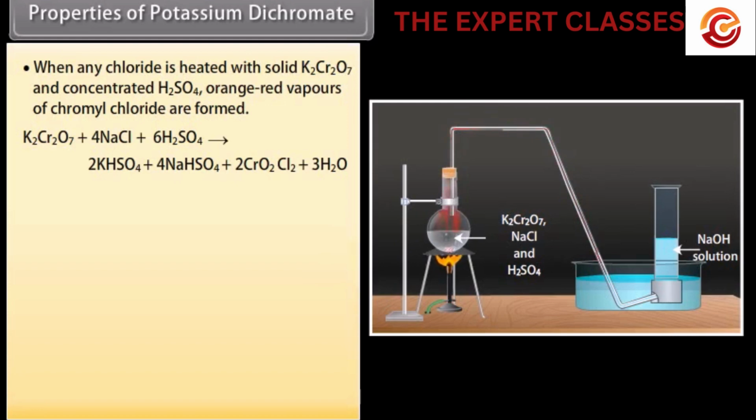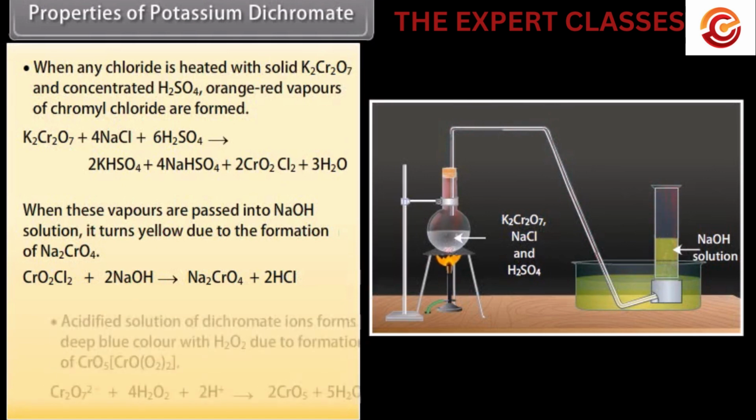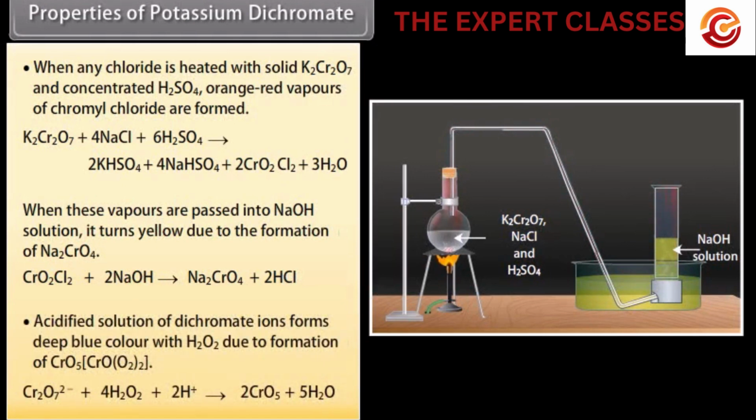Vapors of chromyl chloride are formed. When these vapors are passed into NaOH solution, it turns yellow due to the formation of Na2CrO4. Acidified solution of dichromate ions forms deep blue color with H2O2 due to formation of CrO5, CrO(O2)2.